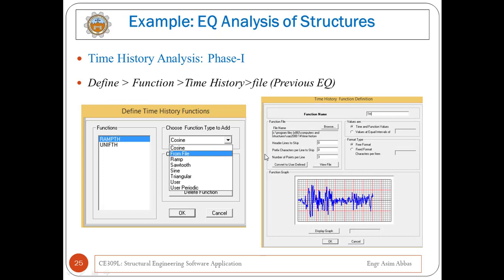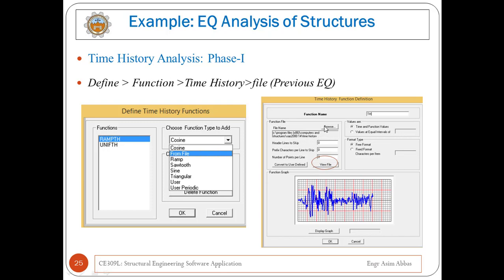When From File is clicked, this window will open. You can browse for the time history at this location. The time histories are available in the SAP directory. For that, you will browse Program Files, Computers and Structures, then SAP2000, and from there you will click on the Time Histories folder.